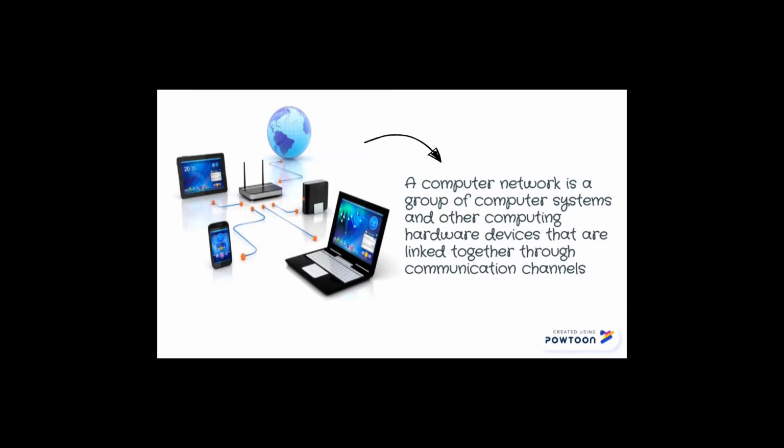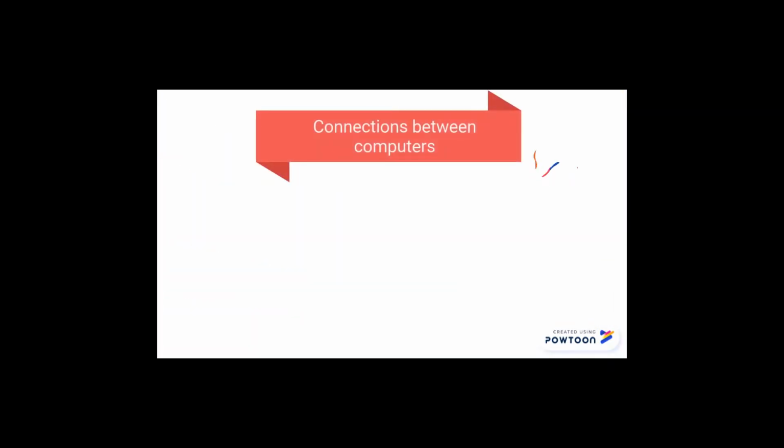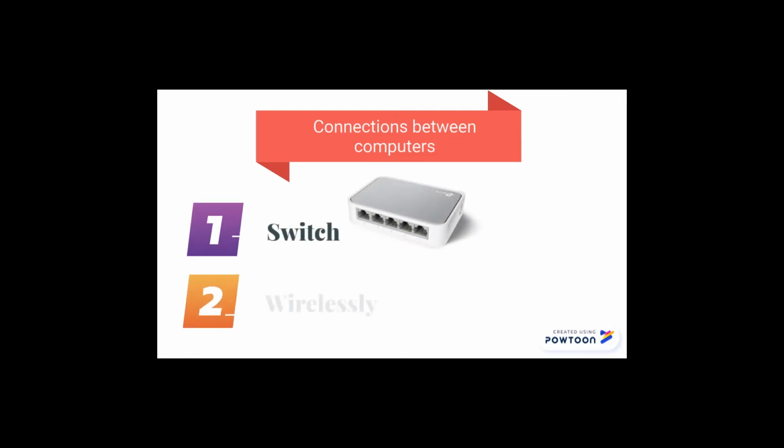When the devices are connected, they are able to share data, such as sharing an internet connection. The connection between computers can be made by using the switch or wirelessly. This way, more than one device can connect to the access point over time, but without a messy cable. The access point can also be connected to the switch with a cable.